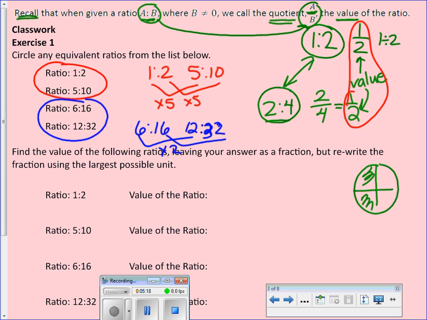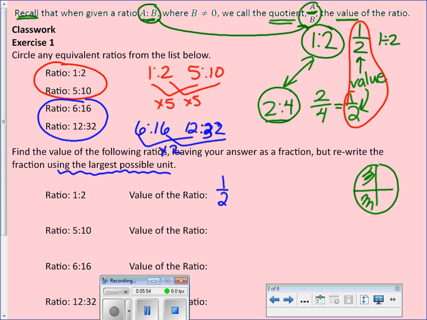So what's the value of 1 to 2? How do we write value? We write value as a fraction. So how am I going to write 1 to 2 as a fraction? 1/2. Is that my simplest terms, or reducing? Those technically aren't the words I'm supposed to be using. It tells you here to rewrite the fraction using the largest possible unit. That's a new way of saying to reduce it or simplify it. I know, it totally confused me when I first saw it.